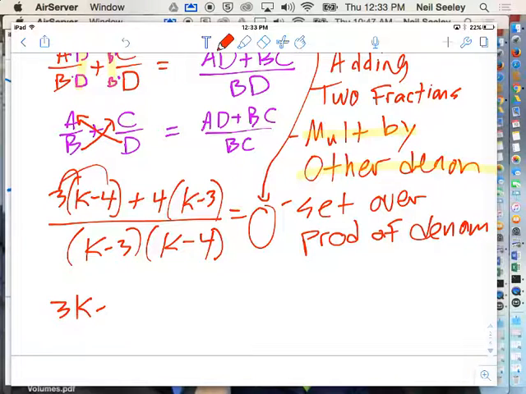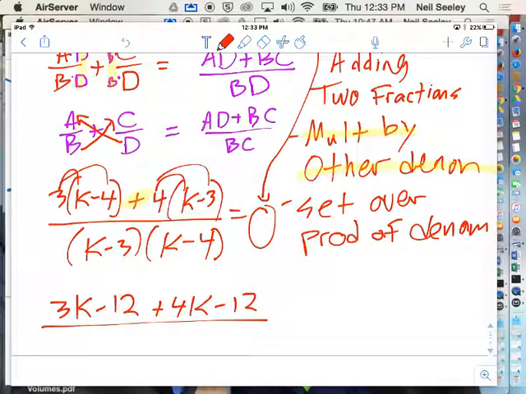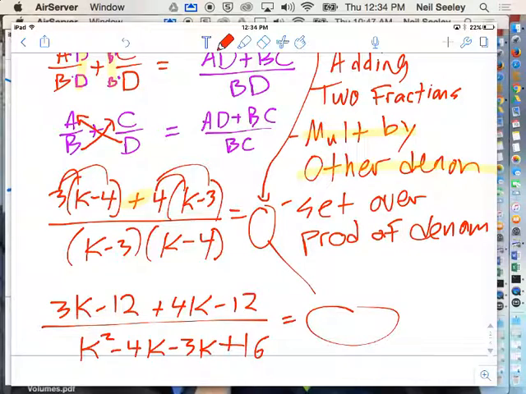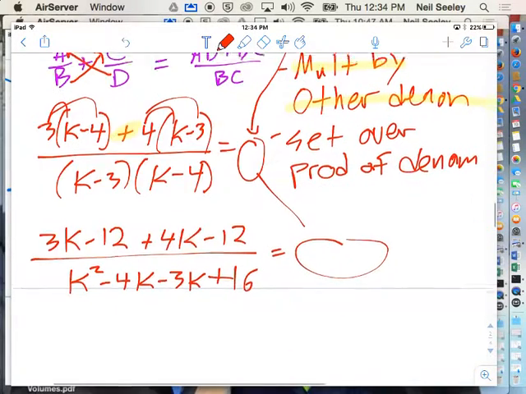3k minus 12. And I distribute the 4 here. Sometimes this is a negative or a minus, so you distribute a negative 4. Be careful. But it'll be minus 4k, or plus 4k. Almost tricked myself. Minus 12. And the denominator, you can distribute that out and get k squared minus 4k minus 3k plus 12. Now again, it's equal to that original expression. I'm just not writing it till the end. A lot of simplifying right now.